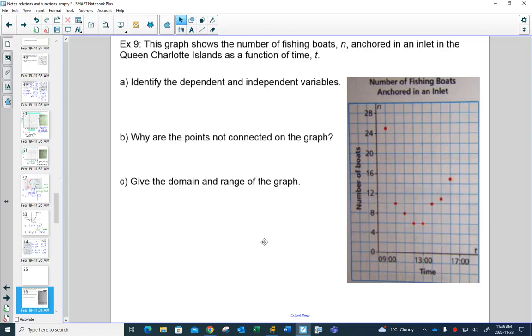Number of fishing boats anchored in an inlet. At 9 o'clock in the morning, it looks like there were 25 boats sitting there. What's happening right here? Why is there getting less? Looks like at 10, 11, 12, lunchtime. Maybe they're going in for lunch.